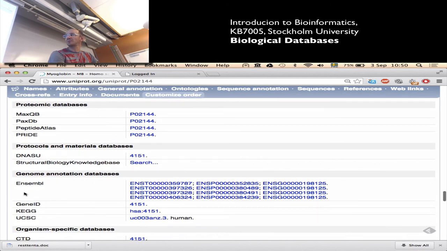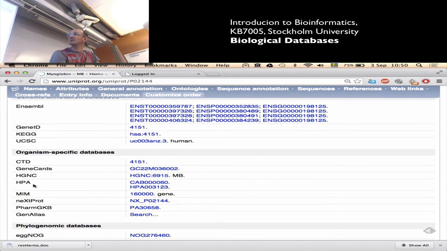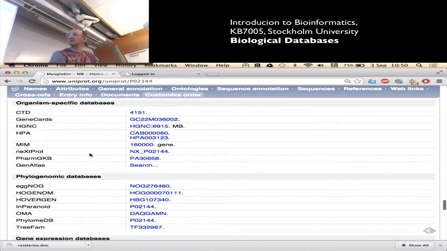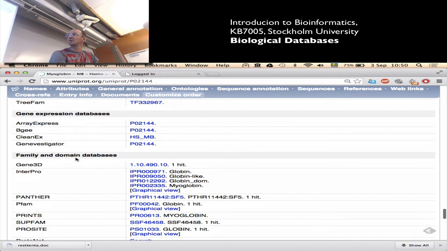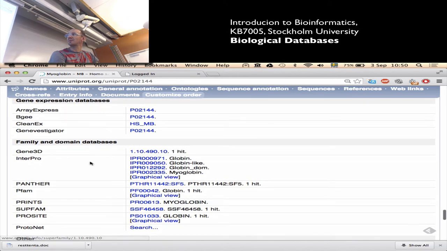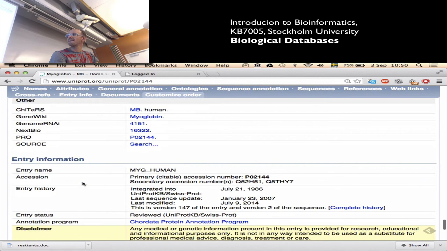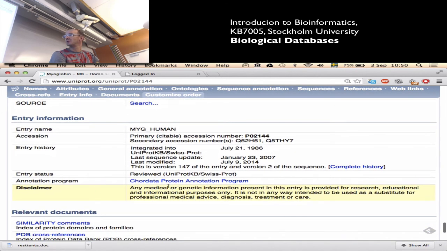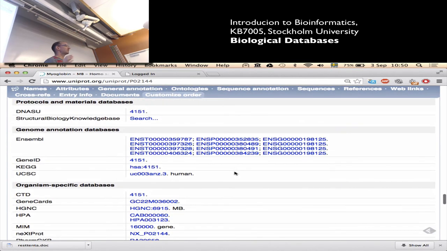There's Ensembl, which is a database of the human genome mainly, or eukaryotic genomes. Other organism-specific databases, phylogenomic databases, gene expression, you can look at where it was expressed. Family, it belongs to this family. This is the Pfam family, PF00042, and other family databases. And a disclaimer, and position in the chromosome, etc., etc. So all this information is in one entry for one gene.